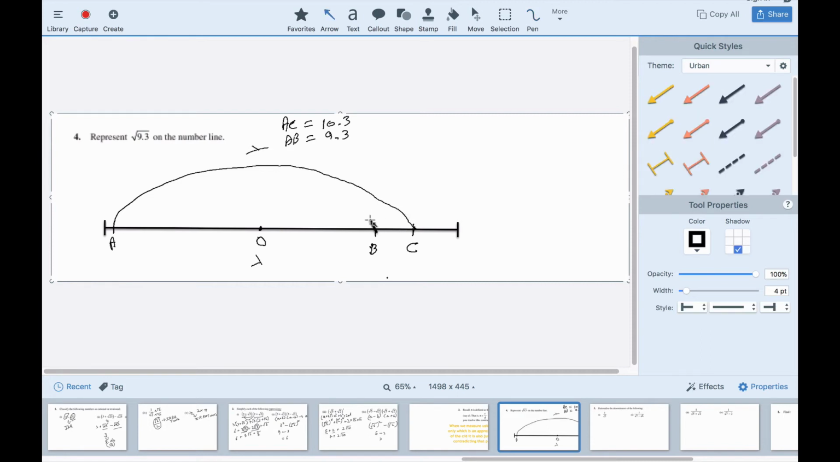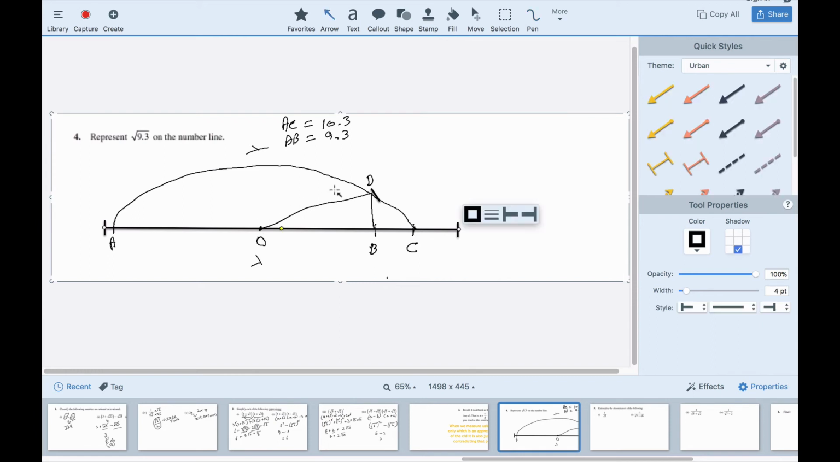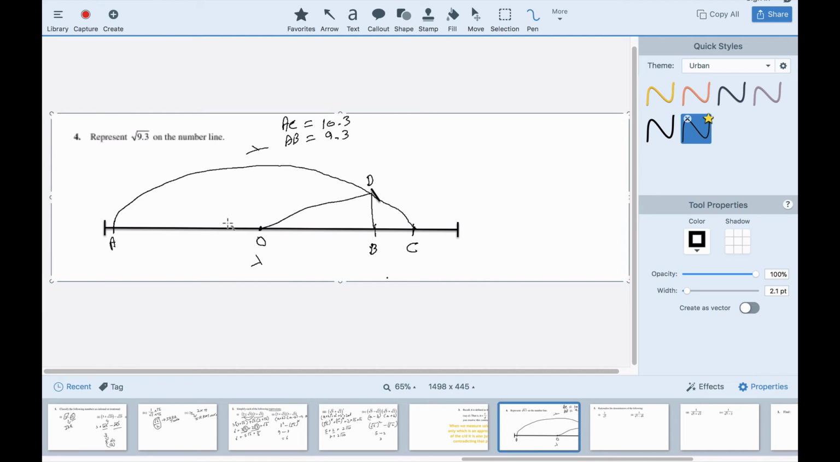Then from B, I will simply draw a perpendicular and name it as D. Then I will join O and B. Then we will simply join O and D. When I measure OD, it will be my root 9.3. This OD will be my root 9.3.